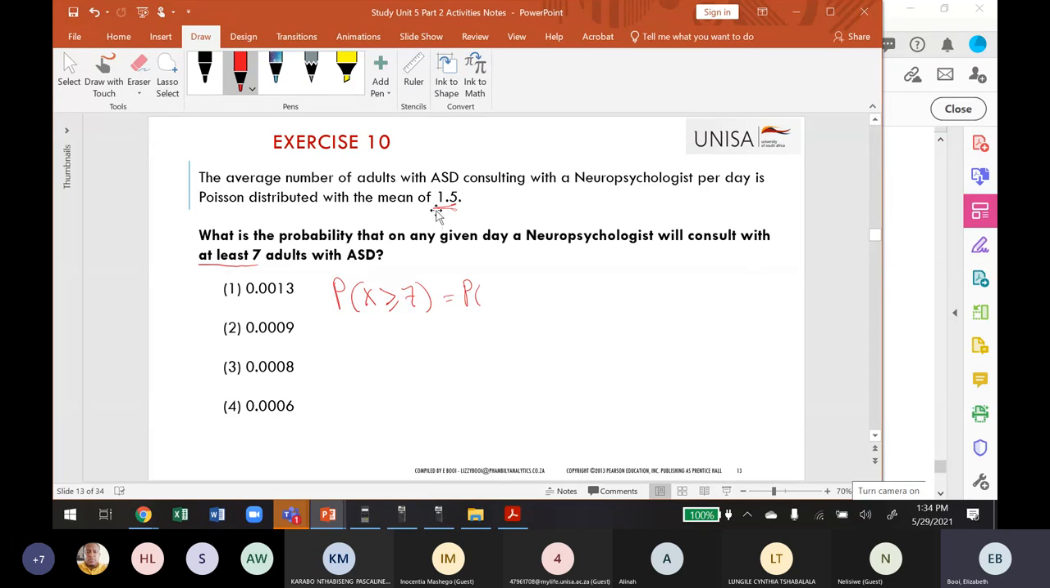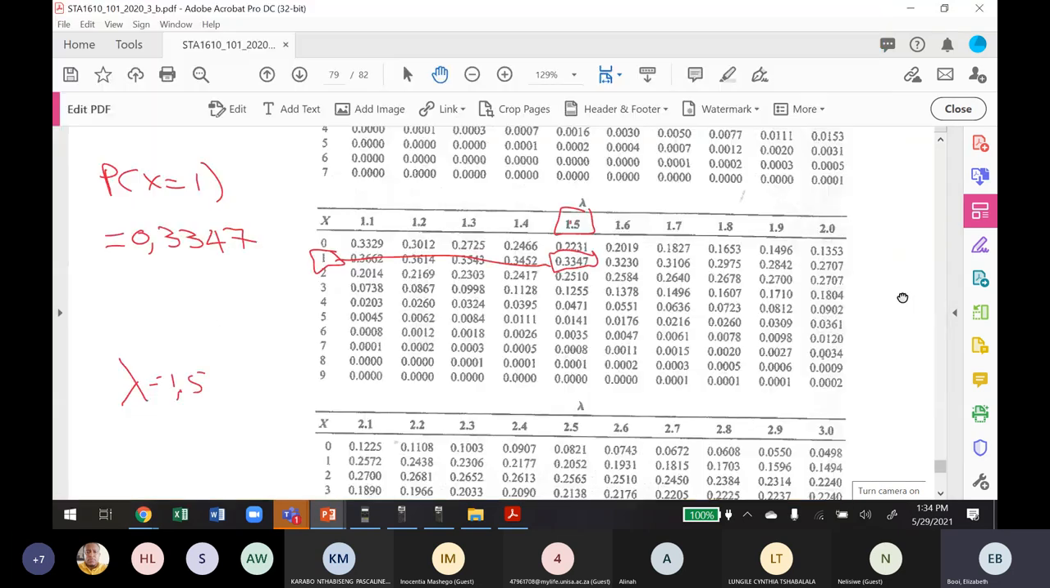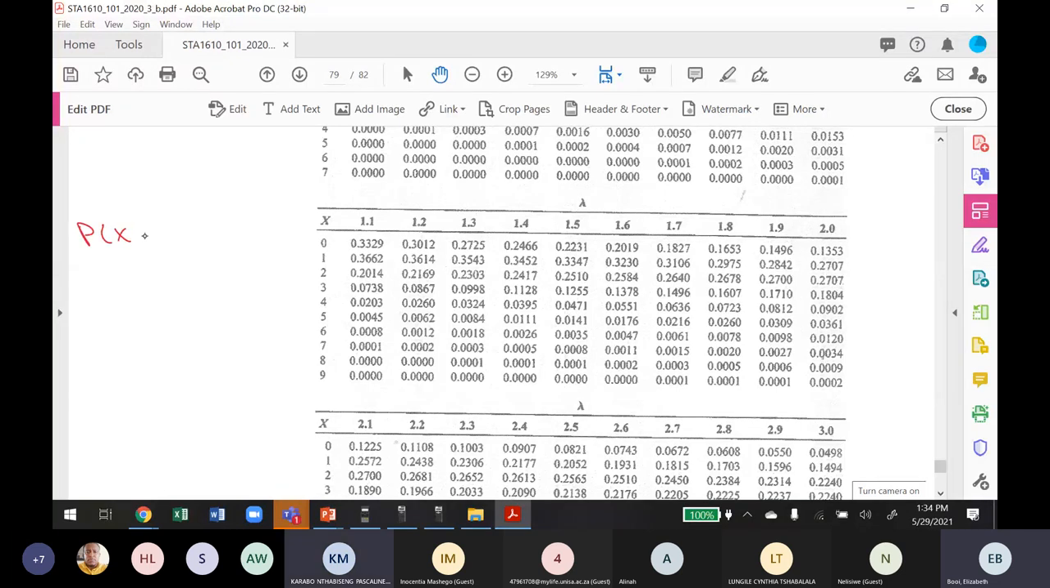We need to go first to the table because we cannot determine how many of them we need to be calculating. So we need to calculate the probability of X greater than or equal to 7. So with lambda 1.5, we're back to the table. Greater than or equal to 7 starts from there, down there. So we need to calculate the probability that X equals 7 plus the probability that X equals 8 plus the probability that X equals 9.